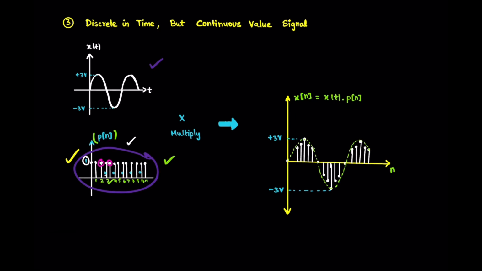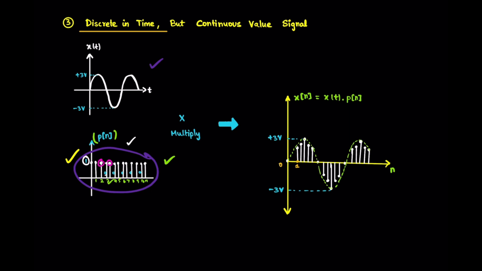Now let's focus on this result signal x of n. Now we can see that at 0 the signal is defined, at this instant the signal is defined, but between 0 and this instant, let's say this is 1, we can see that there is no signal present. Therefore we can tell that this is not a continuous time signal. It is a discrete time signal, because for a continuous time signal, at every instant of time the signal should be present, but we can clearly see that between 0 and 1 there is no signal present. So this is a discrete in time signal.